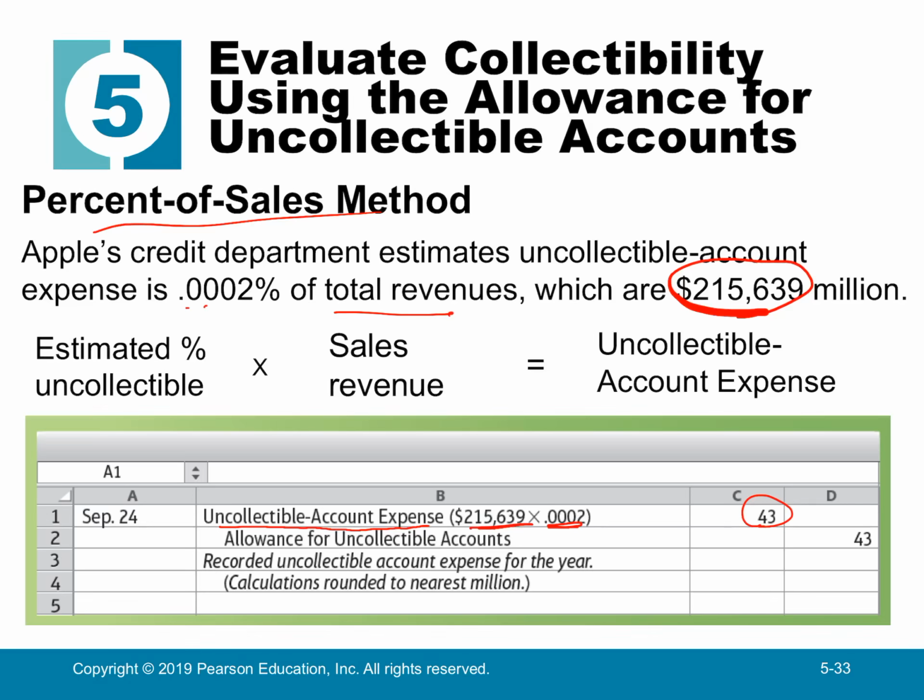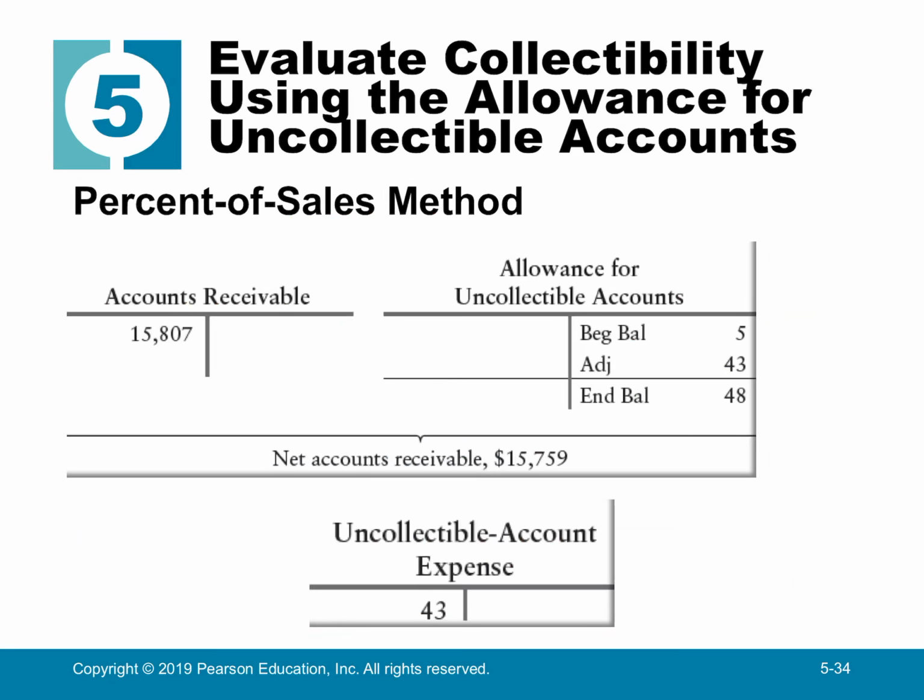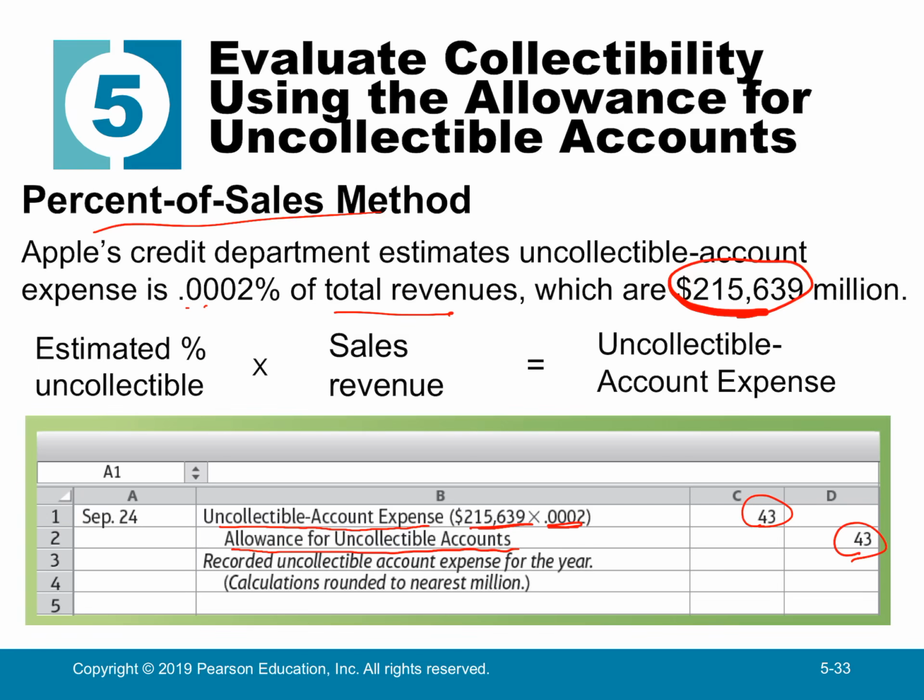And we're going to add this 43 into the bucket called allowance for uncollectible accounts, right, into here. So we're going to add that 43. So here's how it looks now. We have our accounts receivable, 15,807. We started with 5. This last transaction we just did on the previous slide added another 43. We now have 48. So now we're going to have net accounts receivable of 15,759. That is just this number minus 48, which is this number. And our income statement transaction, our expense was 43, and that just came from here.